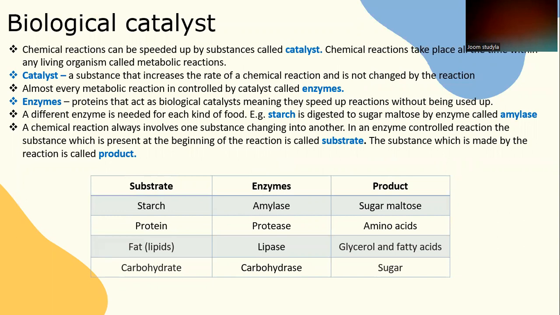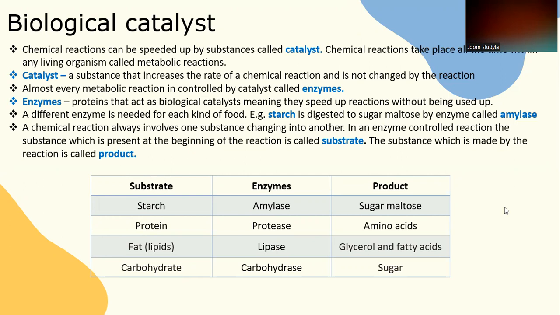What is a biological catalyst? Chemical reactions can be sped up by substances called catalysts. Chemical reactions take place all the time within any living organism, called metabolic reactions. Catalyst means a substance that increases the rate of a chemical reaction and is not changed by the reaction.